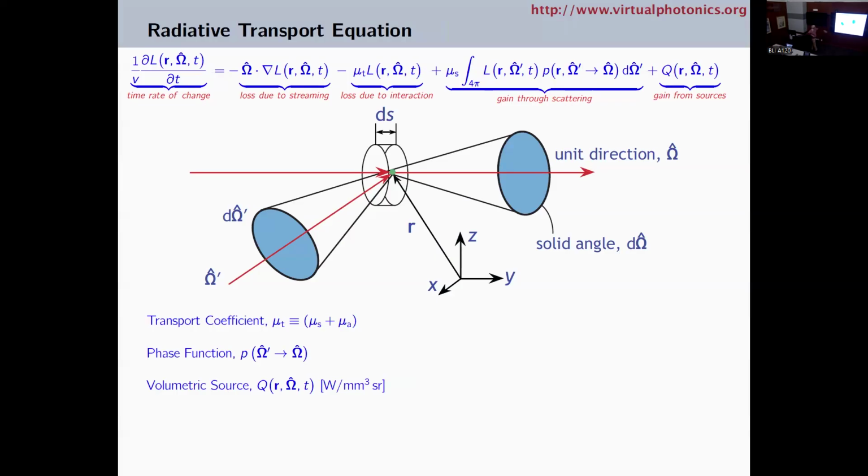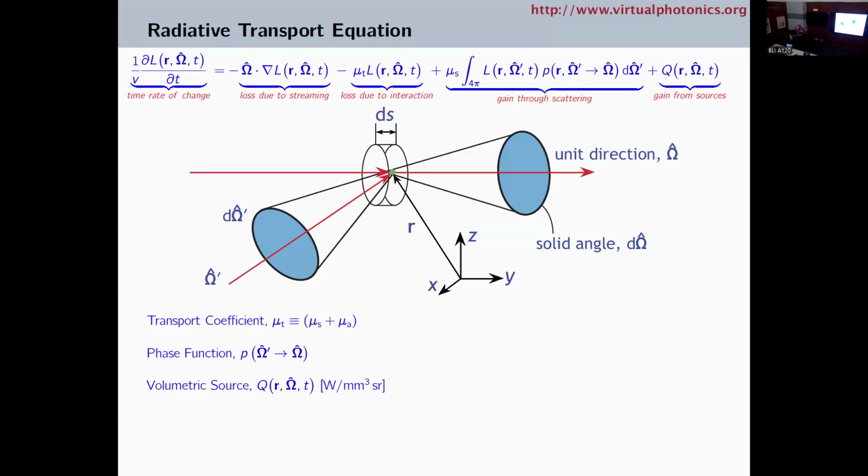Okay. So the key optical coefficients and parameters here are the transport coefficient, which is just the sum of the single scattering coefficient and the absorption coefficient, the phase function, which governs that probability density function, and of course, whatever volumetric source. So as we've emphasized, the main variable that we're solving for is the radiance, which is a function of space, angle, and time. And this is a challenging equation to solve analytically.